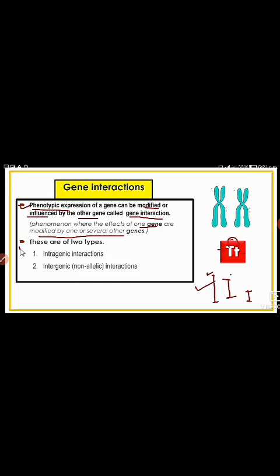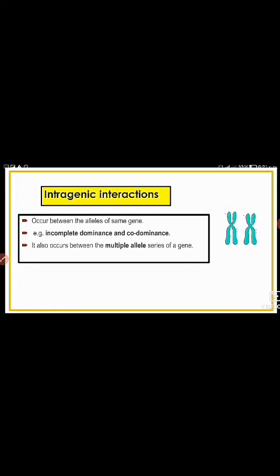These are of two types. First is intragenic interaction and second is intergenic interaction, also called non-allelic interaction. Now we will see intragenic interaction. Intra means what? Same. It occurs between the alleles of the same gene, and is called intragenic interaction.